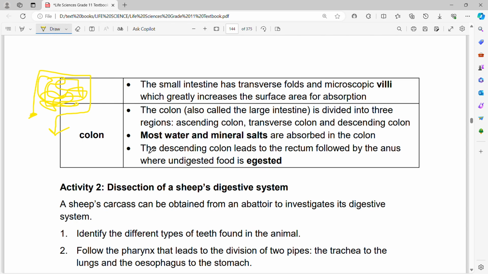Now the colon is divided into ascending colon, transverse colon and descending colon. Most water and mineral salt are absorbed in the colon, and the descending colon leads to the rectum, which is followed by the anus, where undigested food is egested. This part is your anus. From here, the small intestine will come here, and the ascending colon will start, then the transverse colon, then the descending colon, because it is coming downwards, and then from the descending colon it will go out through the anus.